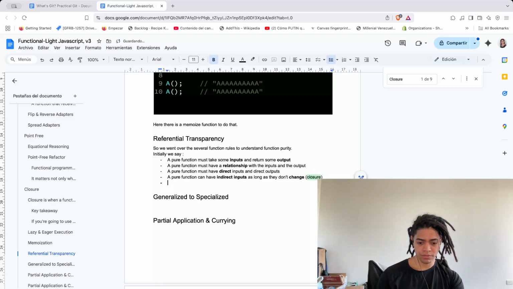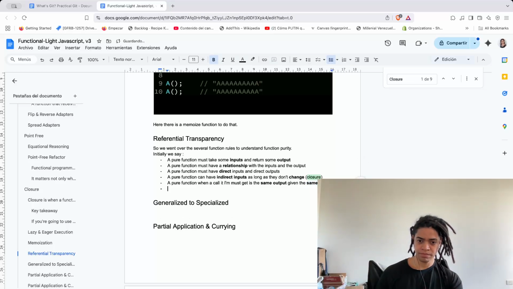So a pure function, when I call it, I must get the same output given the same input. Okay, same output, same input, right? Even better definition, but still not complete.